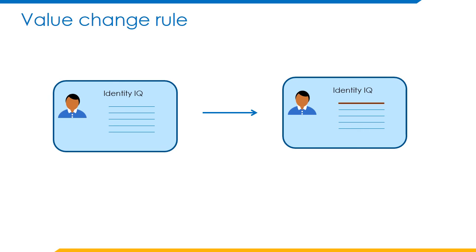The inputs provided to this rule are attribute definition, attribute name, attribute value, attribute's old value, and the attribute's new value. No output is expected out of this rule, but any activities that have to be performed should be performed in the rule itself.